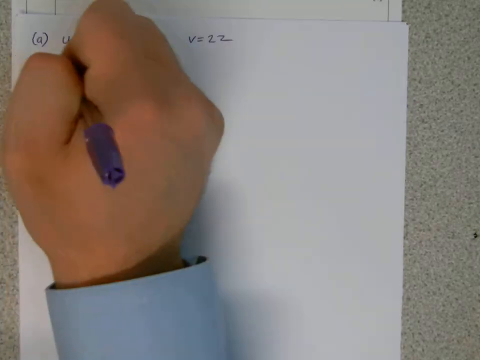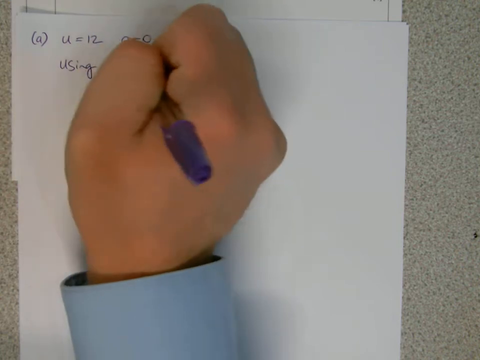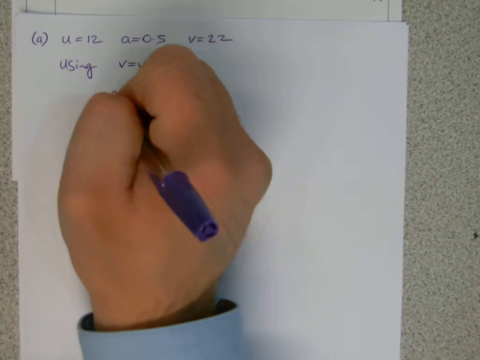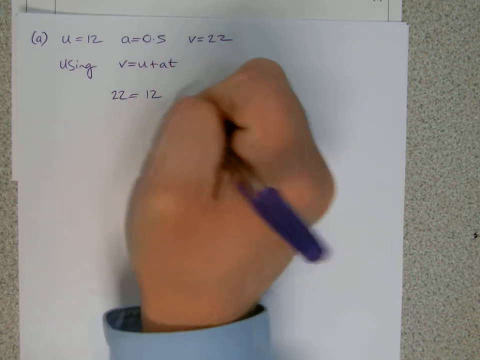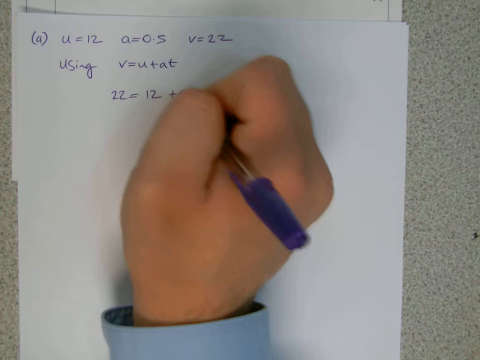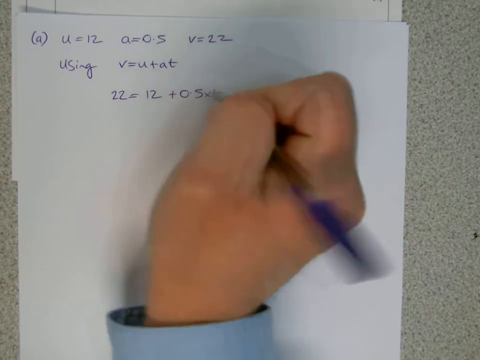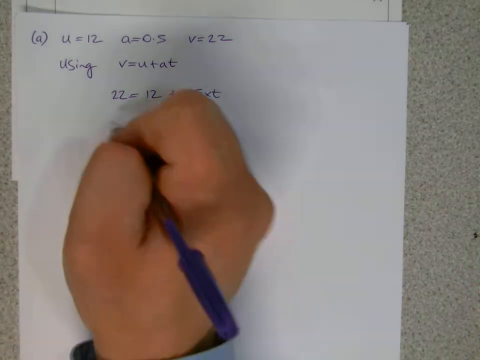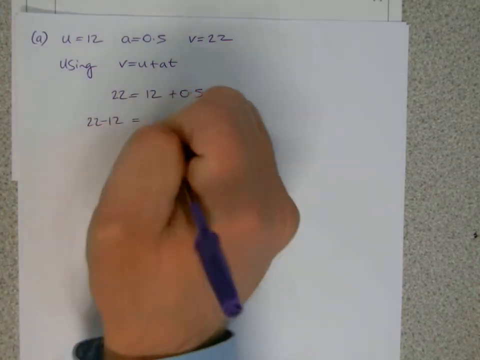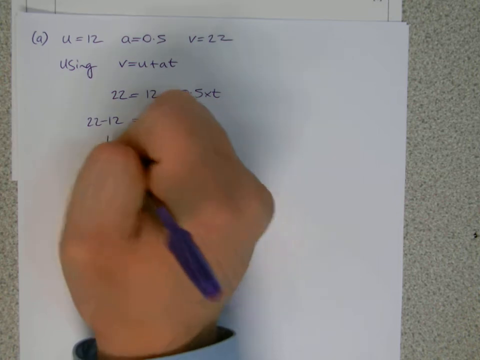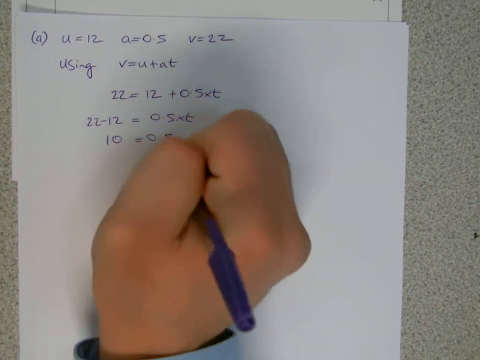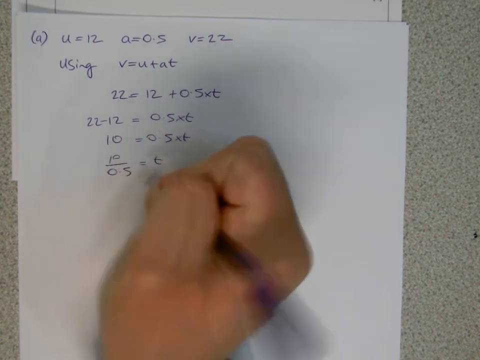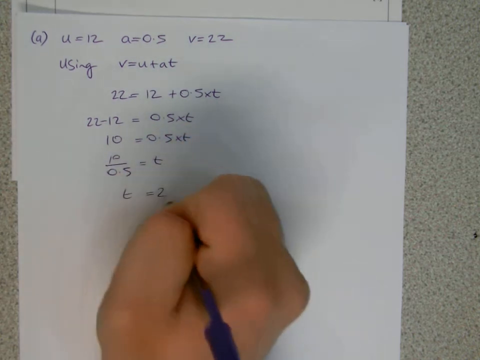So using v equals u plus at, we can sub in the values: 22 for v, u is 12, and a is 0.5, times t. So we can determine what the time is. Take the 12 over from the 22, so that becomes 10. And then to get time, you do 10 divided by 0.5, so t equals 20 seconds.